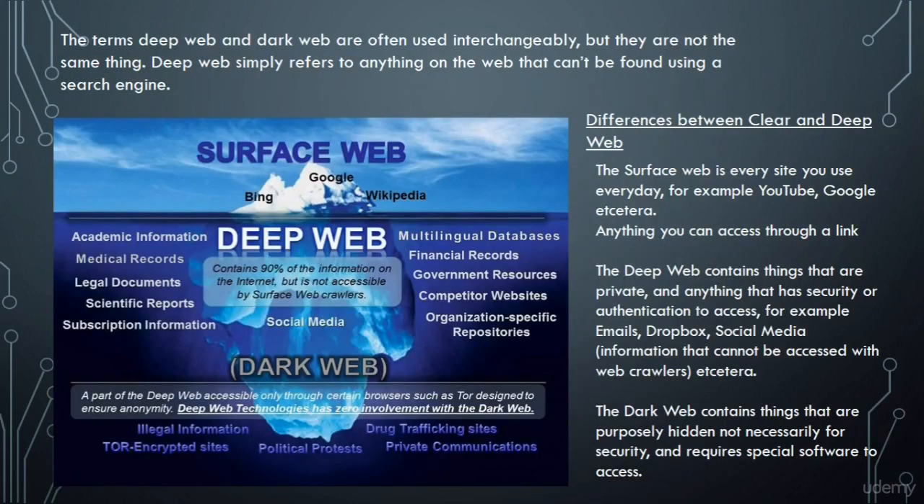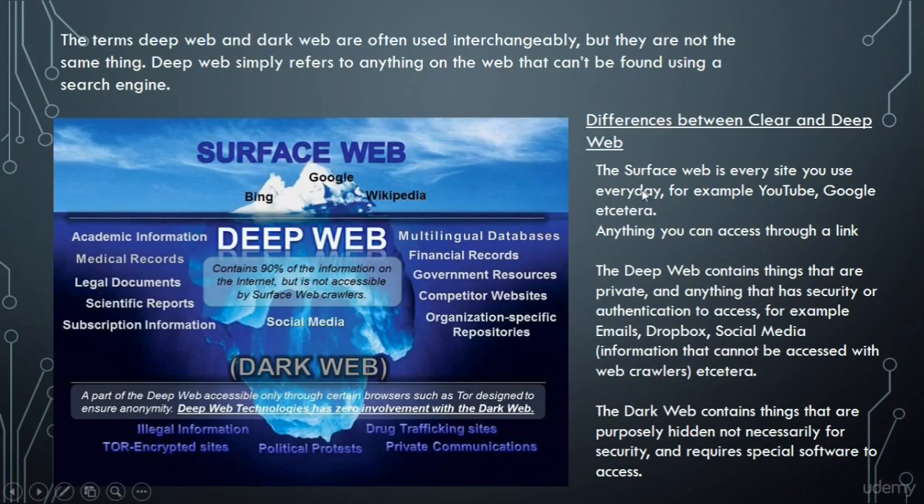Now let me explain the differences with the help of this image right here. Very nice image that'll hopefully explain everything clearly. Before we go into the differences, let's look at a key thing. The terms deep web and dark web are often interchanged with each other, but they are not the same thing. The deep web simply refers to anything that can't be found using a search engine. As you can see from this image, let's start explaining what the differences really are.